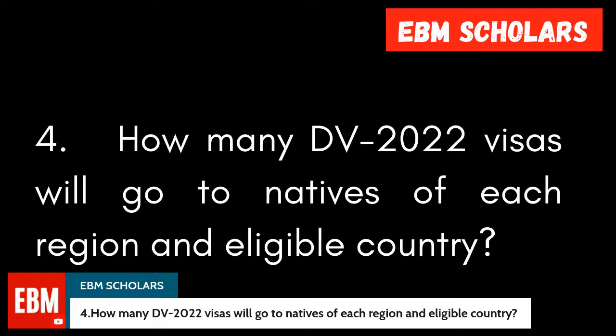That means the number of visas the Department of State will eventually issue will be determined by the natives of each country based on regional availability. I'm giving an example: when they selected the winners for DV 2022, they selected 133,000 winners, but they are not going to give all of those visas. At the moment, under this law, it is 55,000 visas.